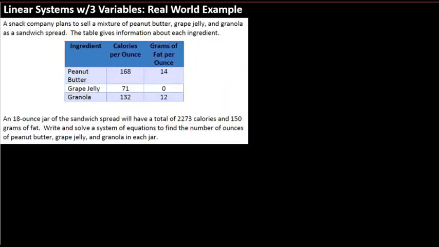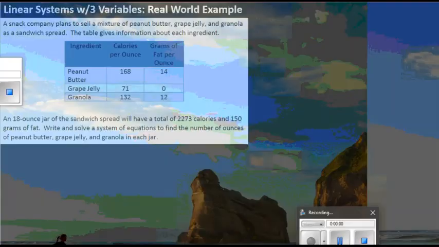So right here we have a real-world situation. A snack company plans to sell a mixture of peanut butter, grape jelly, and granola as a sandwich spread. The table gives information, blah, blah, blah. An 18-ounce jar of the sandwich spread will have a total of 2,273 calories and 150 grams of fat. Write and solve a system to find the number of ounces of peanut butter, grape jelly, and granola in each jar.